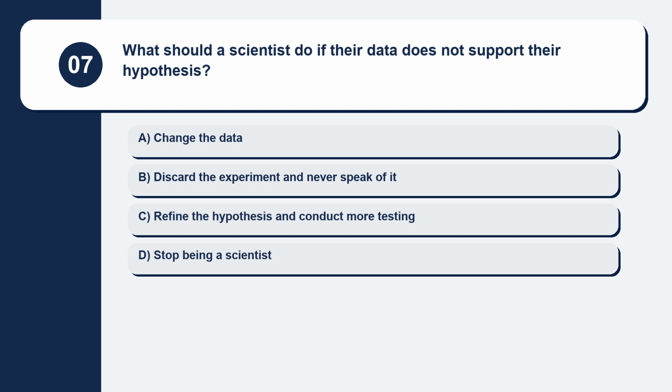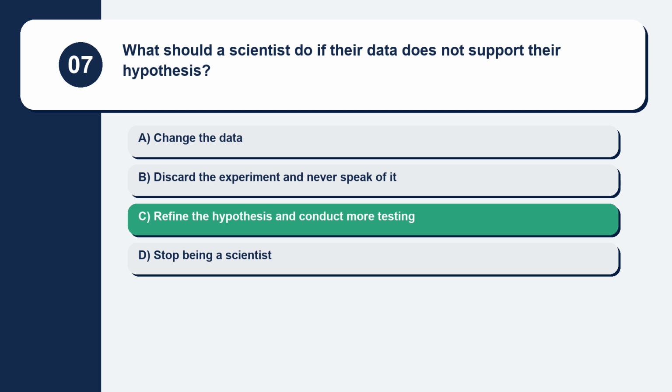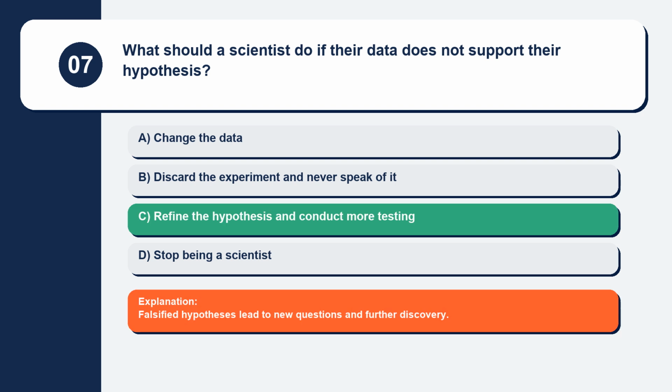Question 7. What should a scientist do if their data does not support their hypothesis? Change the data. Discard the experiment and never speak of it. Refine the hypothesis and conduct more testing. Stop being a scientist. Falsified hypotheses lead to new questions and further discovery.